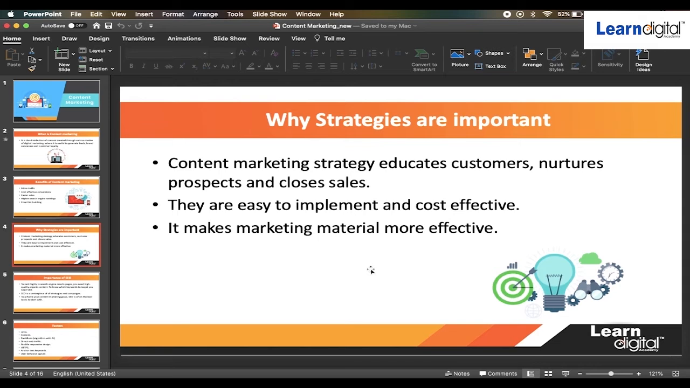We have already discussed that content marketing is cost effective, you do not need to spend much on this, and it is not as complicated as the rest of the social media marketing. It makes marketing material more effective. People can relate to it, so it is just not the content that you are going to rely upon. Once you launch your videos at some other stage, people are going to recall that, all right, I have read about this somewhere.